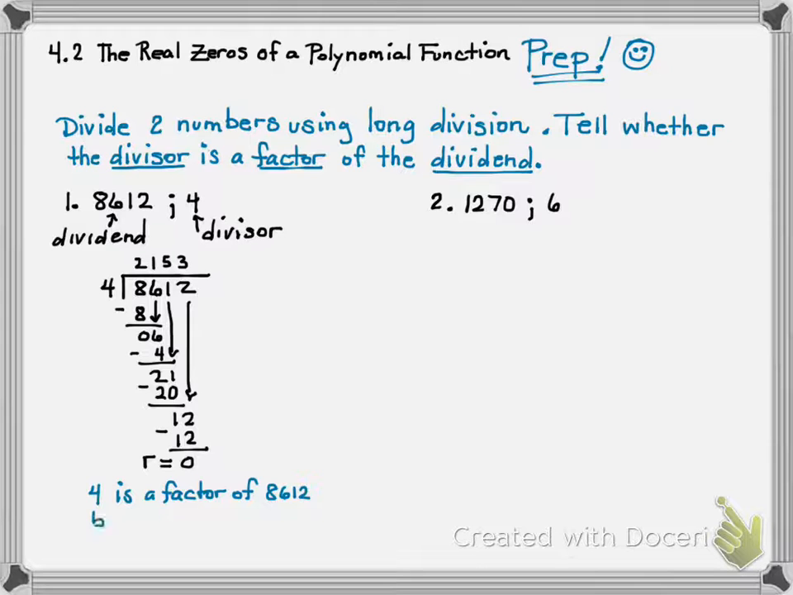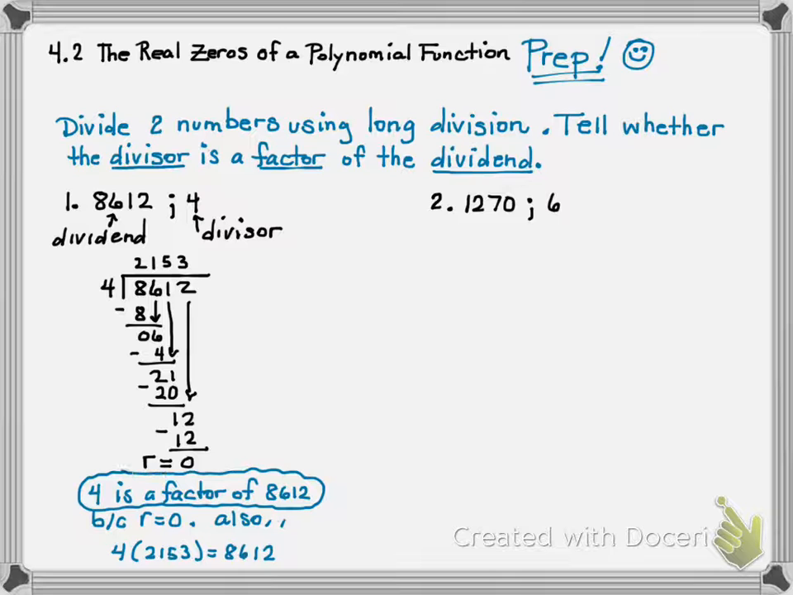And the reason why is because our remainder equals 0. If you want to be really cool and do some full-on explanation, we also recognize that 4 times 2153 equals 8612. So that's telling the whole story right here. But basically, they wanted to know this. We just gave a nice full explanation.